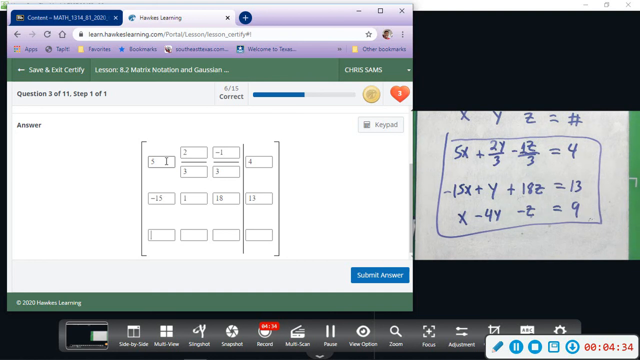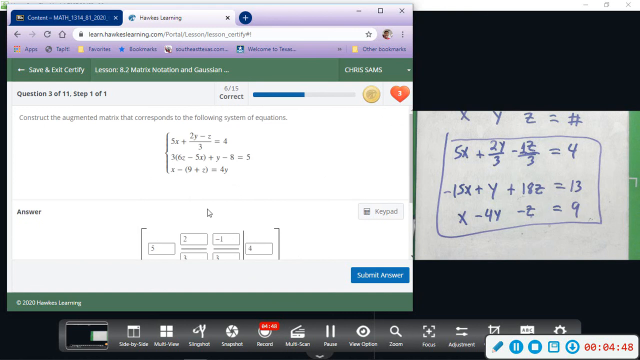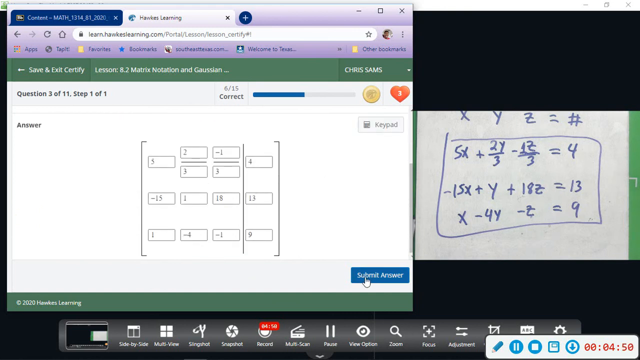Be careful there. And then we have 1 for the x, so 1x, negative 4 for the y, negative 1 for z, and then a positive 9. So if we've not made any mistakes, this would be the matrix that we would set up to solve.